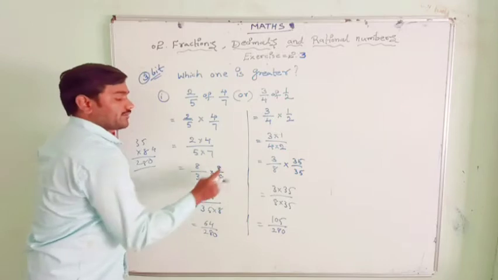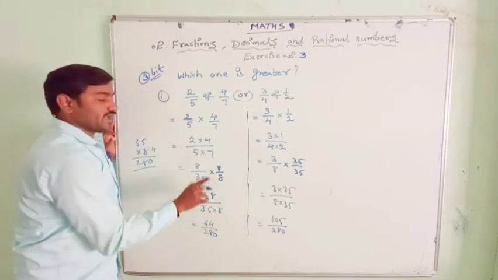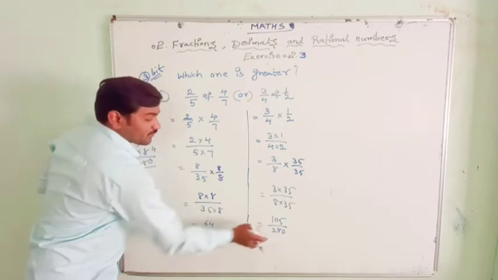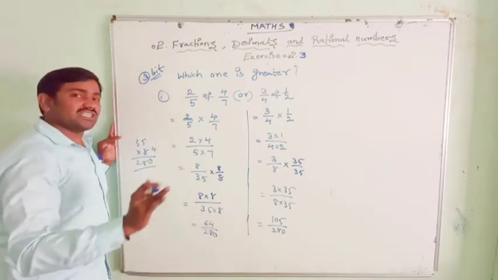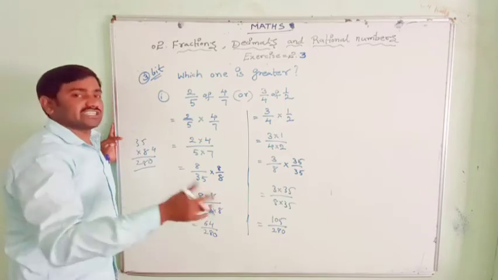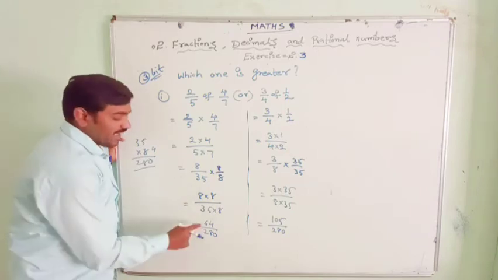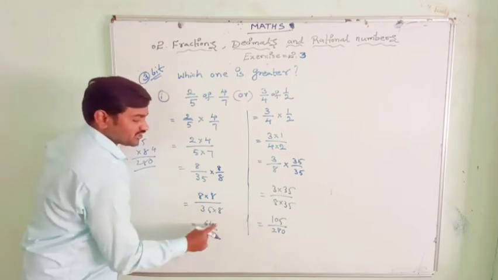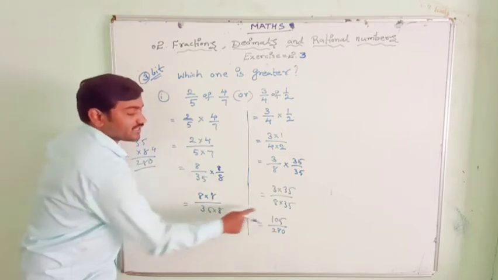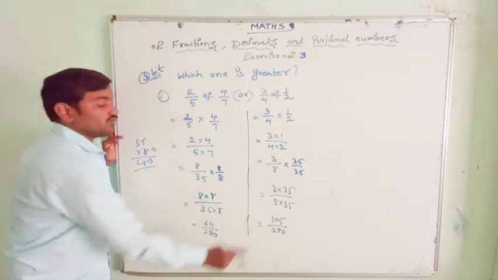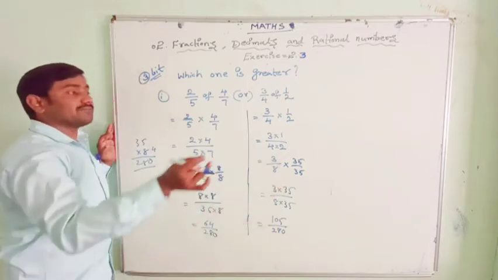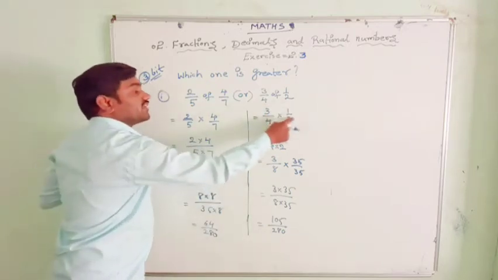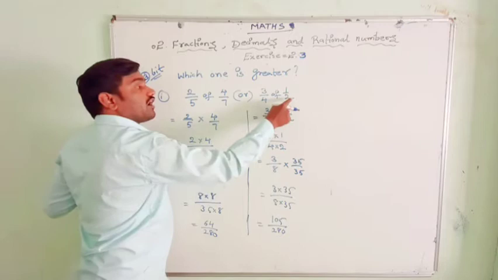By interchanging the denominators and multiplying to the numerator and denominator, we got the denominators the same, 280 and 280. Now easily we can identify which fraction is greater. We have to observe the numerators because denominators are the same. Which numerator is greater, 64 or 105? 105 is greater. This 105 by 280 we got by simplifying 3 by 4 of 1 by 2.